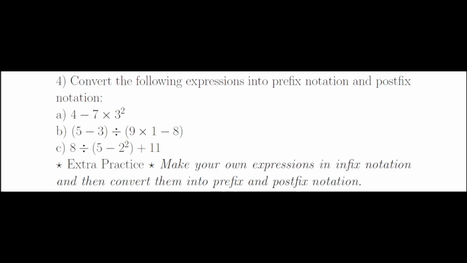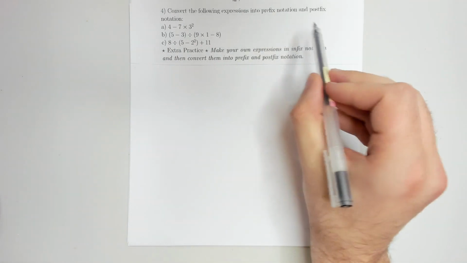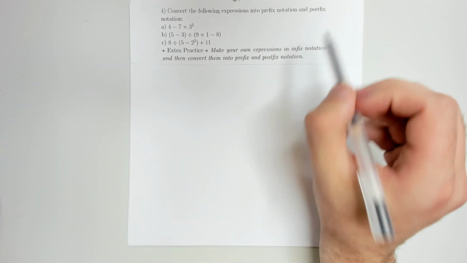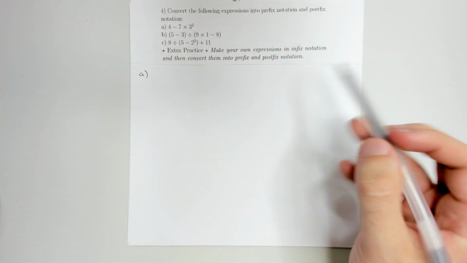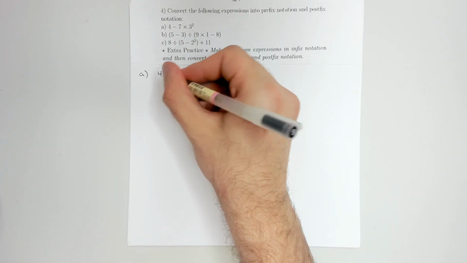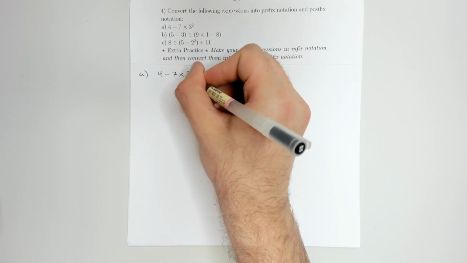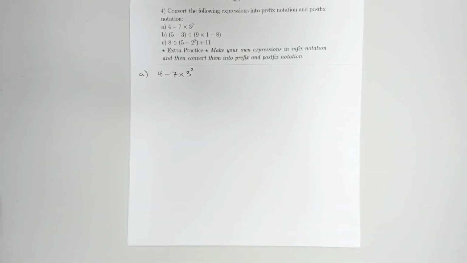Question 4. Okay, question 4 says convert the following expressions into both prefix and postfix notation. So we're given expressions in infix notation and we need to change them. So let's start with part A. 4 minus 7 times 3 squared.